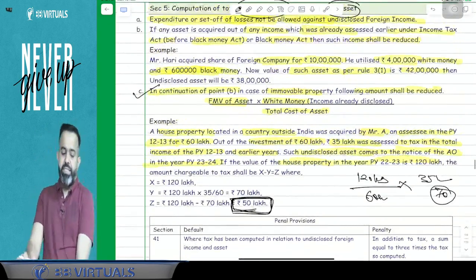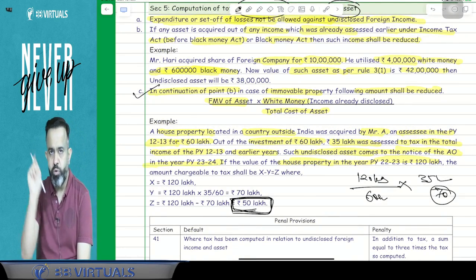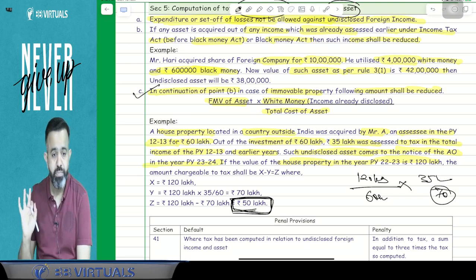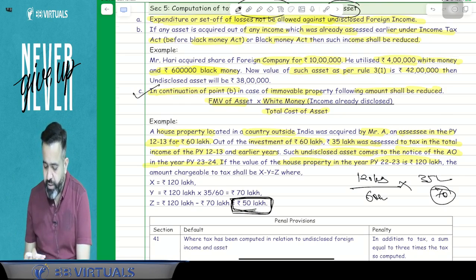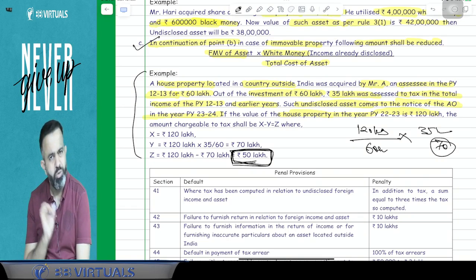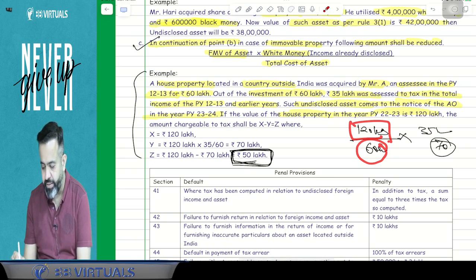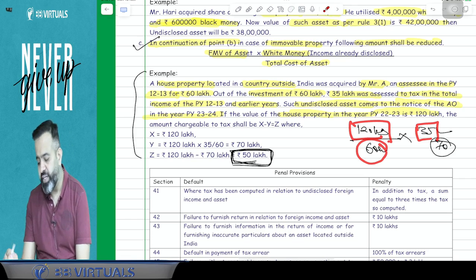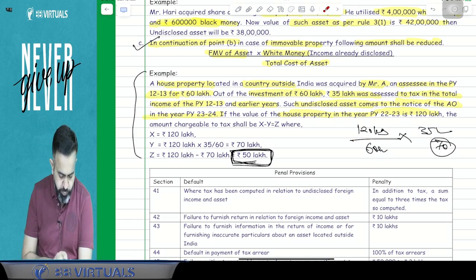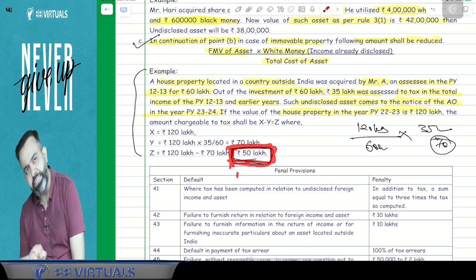So what I'm saying is that if any asset is acquired out of black money as well as white money, then while considering today's value, whatever white money you have utilized will be reduced. But guys, in case of immovable property, you have to take the proportion. This is very logical. So here, the immovable property's today value is 120 lakh. You utilized 60 lakh, out of which 35 lakh was white money. So in simple terms, can I say that 25 lakh was black money? So here 120 divided by 60 multiplied by 25, so directly you will get the 50 lakh amount. So this 50 lakh will be your value of the asset. You got my point or not?